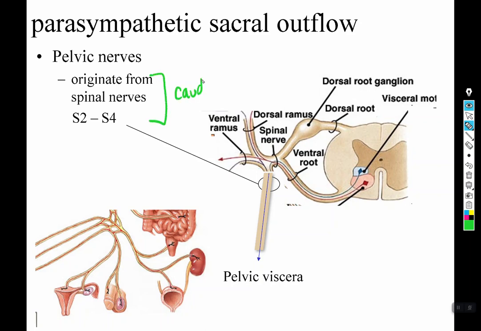cauda equina, that horsetail of spinal nerves that extends past the conus medullaris of the spinal cord, which remember is the terminal end of the spinal cord, and it actually ends in your lumbar spine. So the pelvic viscera are going to travel out via the ventral route and basically go straight to their effectors. So this is going to be continuous, uninterrupted myelinated axon all the way out to the effector. Oh, and let's not, of course, forget the sphincters.